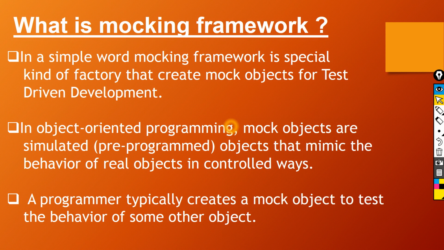I just summarized everything here. You can see in simple words, mocking framework is a special kind of factory that creates mock objects for test driven development, I mean in unit testing. Second, in object oriented programming, mock objects are simulated pre-programmed objects that mimic the behavior of real objects in a controlled way. Please focus on this word, controlled way. And last, a programmer typically creates a mock object to test the behavior of some other object. So this is the definition of mocking framework.